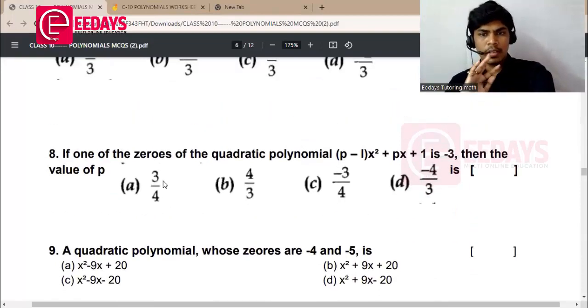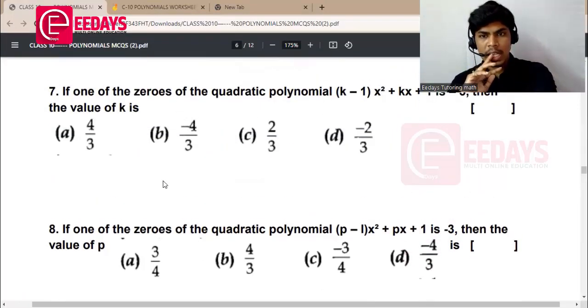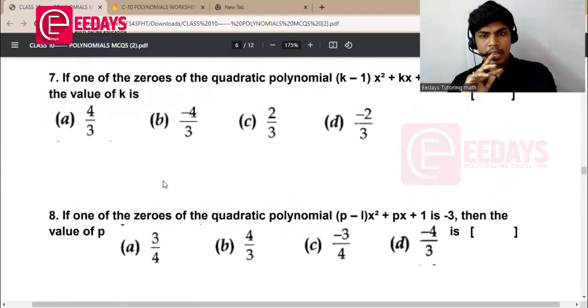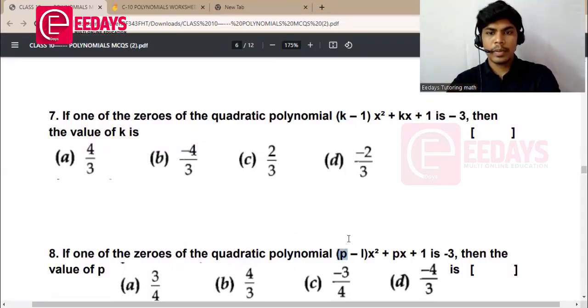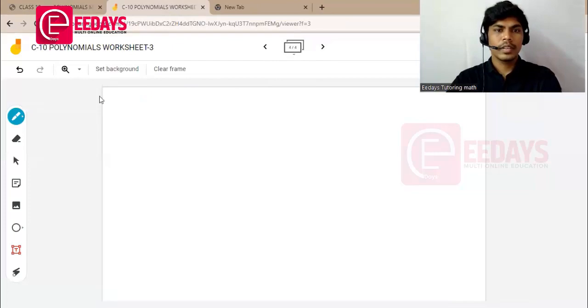Same model. Need any explanation? I think we will get the same answer. In the place of k, here p they given, minus 3. I think the eighth one answer would be B. Eighth one answer is B. I'm not solving the same model.